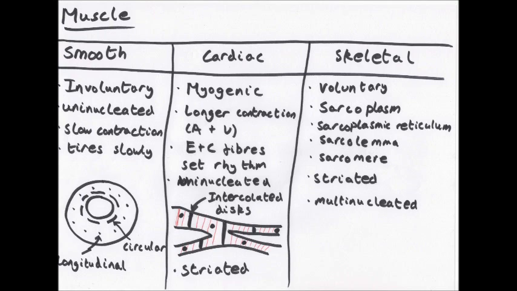Now, an example I've drawn here is the walls of the intestines. And confusingly, I've drawn circular as lines and longitudinal circles, but don't worry about that. Right, the centre of it is the lumen. So that is where all your food's going to be passing through.